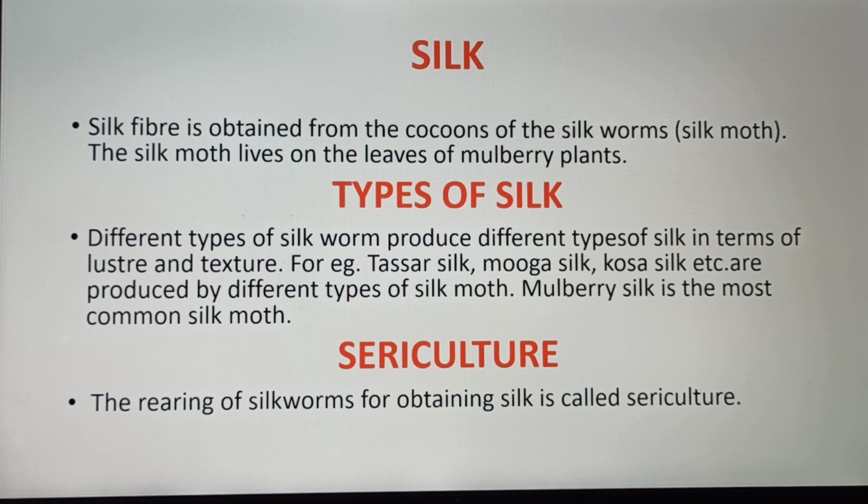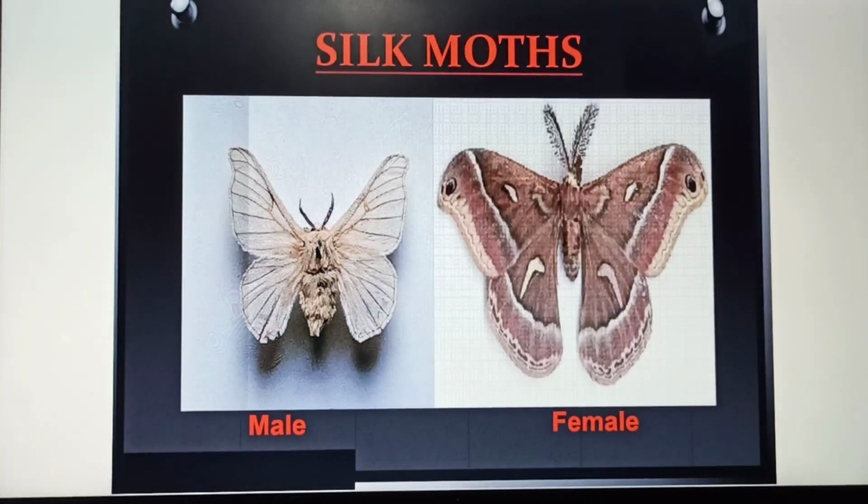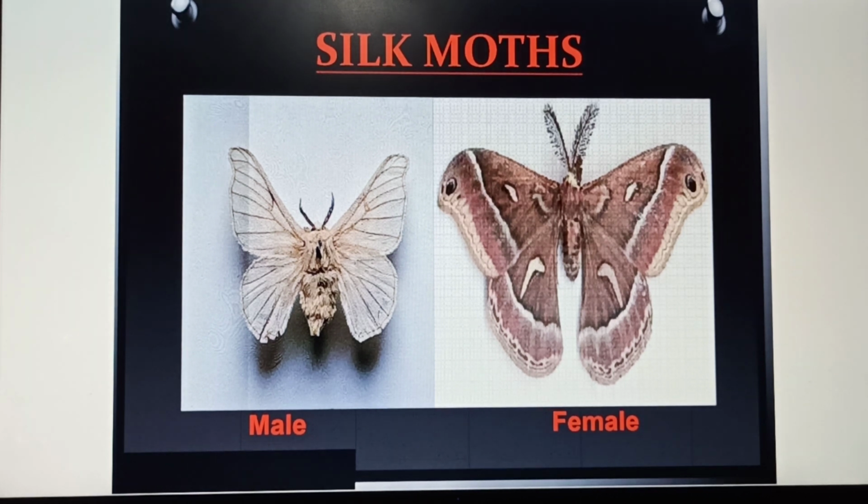Types of silk. Different types of silkworm produce different types of silk in terms of luster and texture. For example, tassar silk, muga silk, kosa silk, etc. And these are produced by different types of silk moth. Mulberry silk is the most common silk. Sericulture. The rearing of silkworms for obtaining silk is called sericulture. These are the pictures of male and female silk moth.